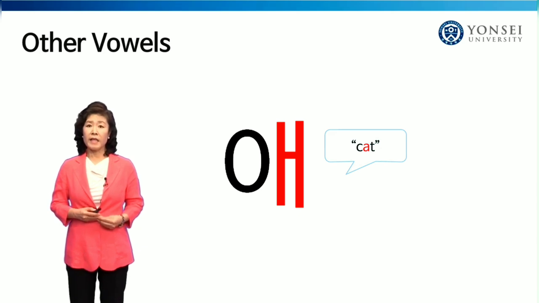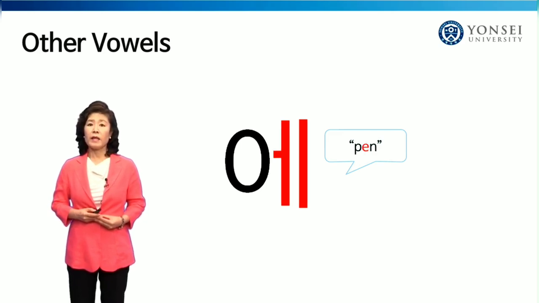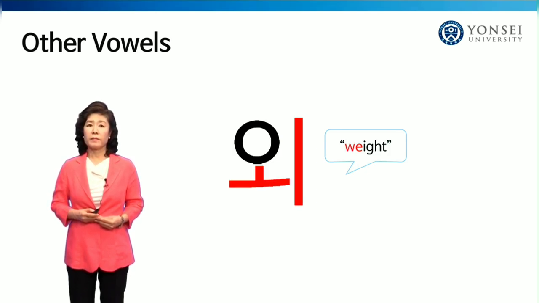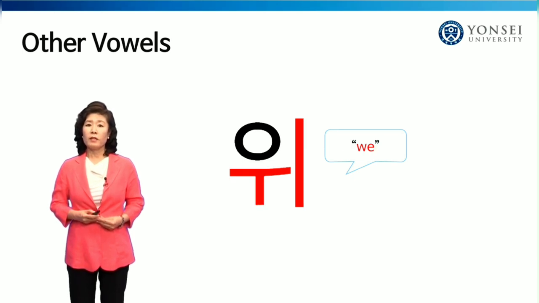E is the A sound when you pronounce cat. E is E sound in pen. We is the double E sound in wait. And we is pronounced just like we.